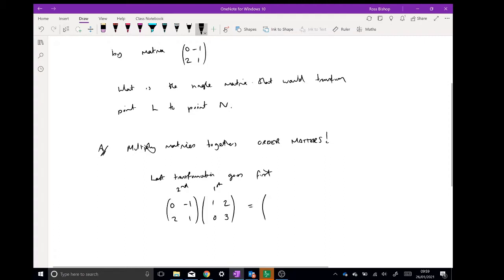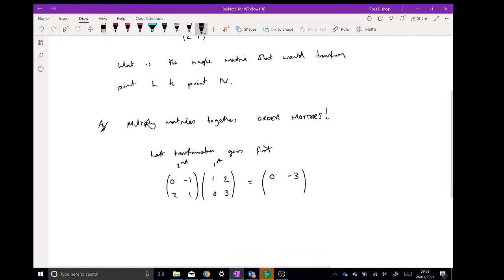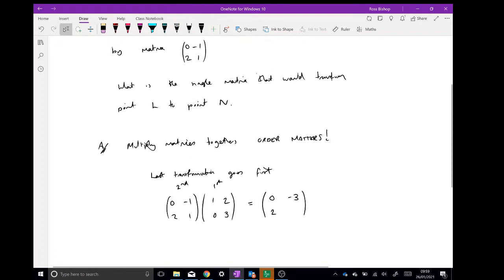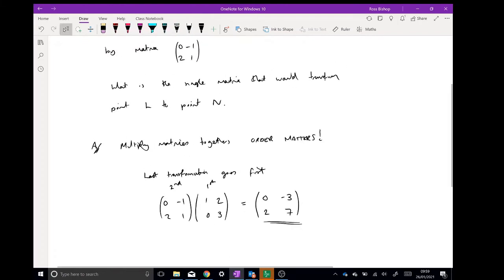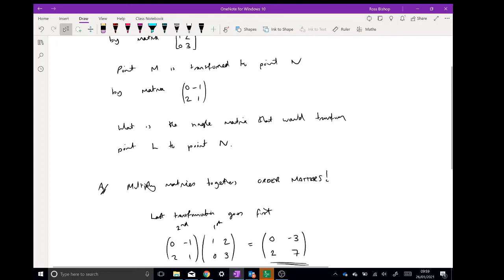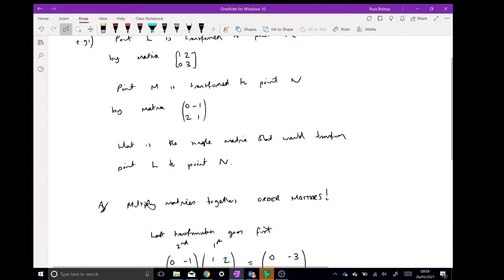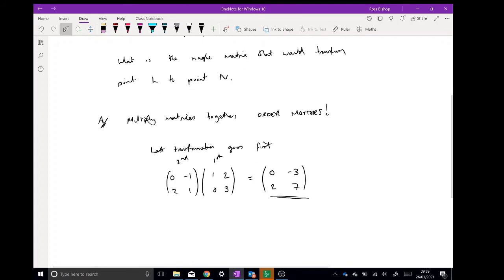If we were to multiply those together, a little bit of practice on multiplication of matrices, 0 times 1, add minus 1 times 0. 0. Top right's going to be 0 times 2, which is 0. Add minus 1 times 3, negative 3. Bottom left, 2 times 1. Add 1 times 0, 2. Bottom right, 2 times 2, which is 4. Add 1 times 3, which is 7. So that would be our answer. That is the matrix that combines, that takes point L directly to point N without that intermediary step.